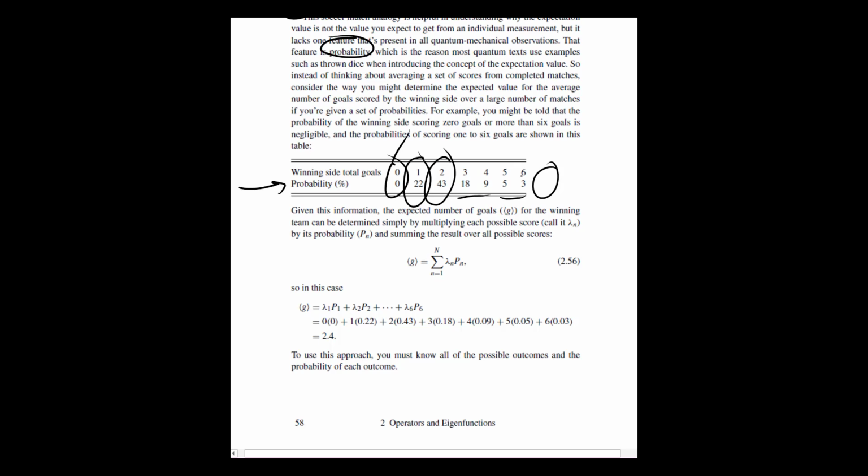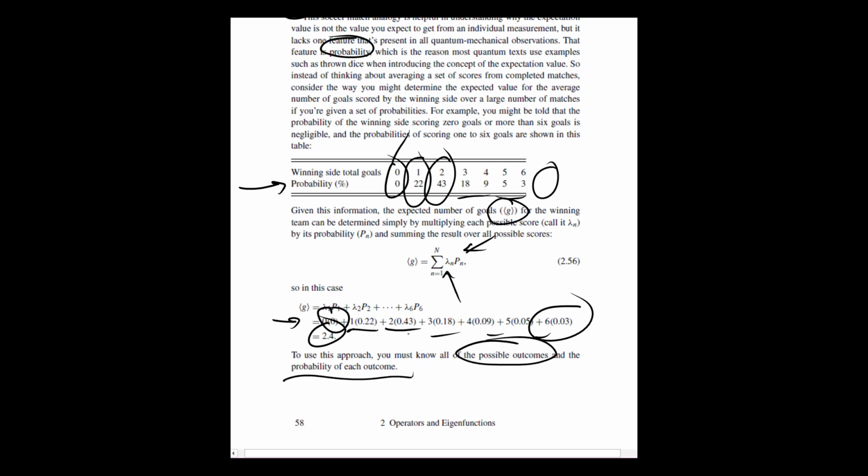And 1 goal has a probability of 22% for the winning side, 2 goals, 43%, and so on up to 6 goals. Given that, you can determine the expected number of goals, which we're calling bracket G, for the winning team simply by taking each possible score, which we've called lambda sub n, and multiplying it by the corresponding probability, which we've called p sub n, and then summing those products. So in this case, here you see those sums. 0 goals times 0% probability, 1 goal times 22%, 2 goals times 43%, converted to decimals, of course, all the way up to 6 goals at 3%. If you do those multiplies and add them all together, you get 2.4. That is the expectation value for the number of goals of the winning side. And what did we need to know to calculate that? We needed to know all the possible outcomes and the probability of each.